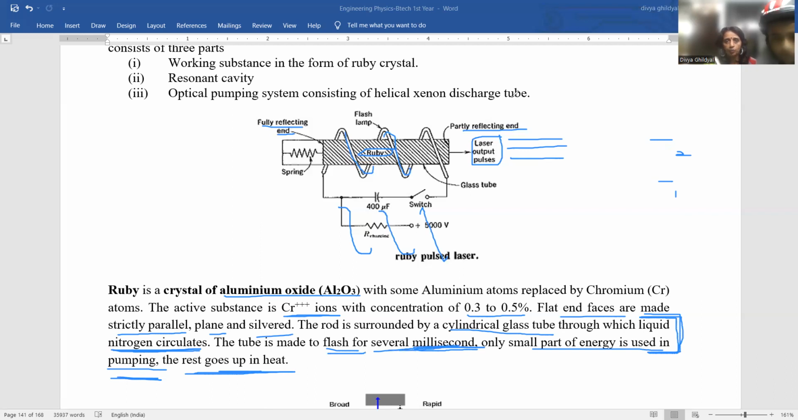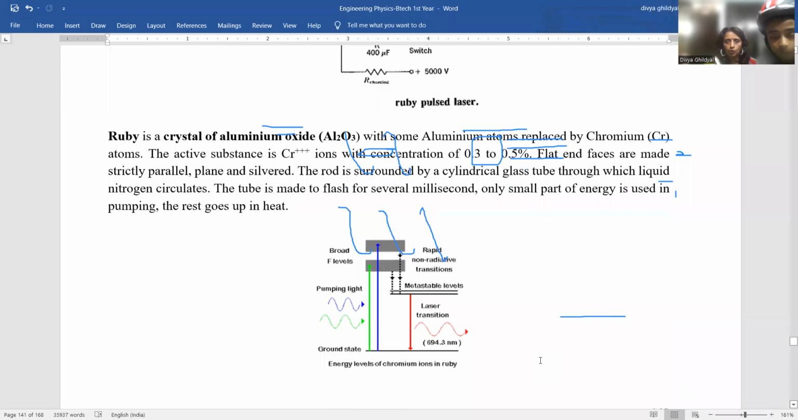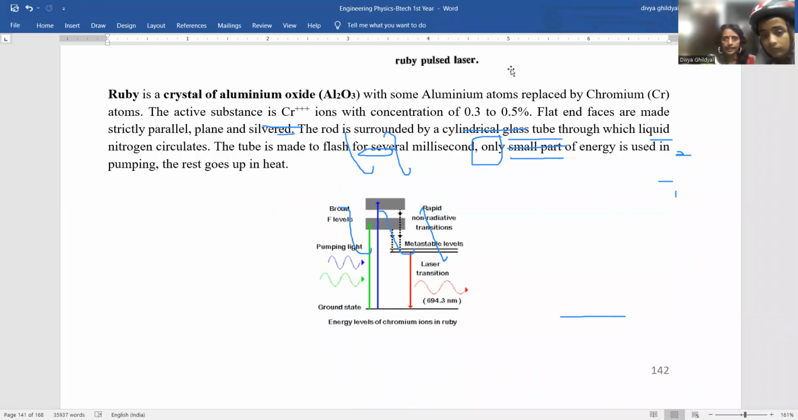That means the output here is coming in the form of pulses and not a continuous laser beam. So when it is coming out in the form of pulses, its uses also get restricted. Heating is a big drawback, and in order to avoid this heating, we have to use a cooling element to cool down our system. The energy level diagram for our ruby laser, here you can see the ground state.